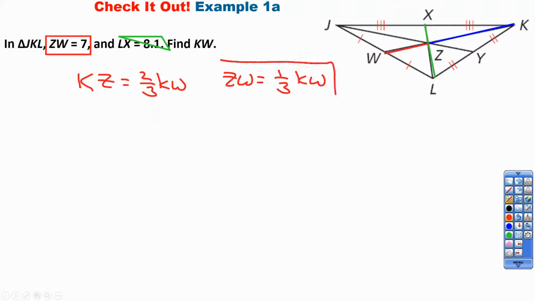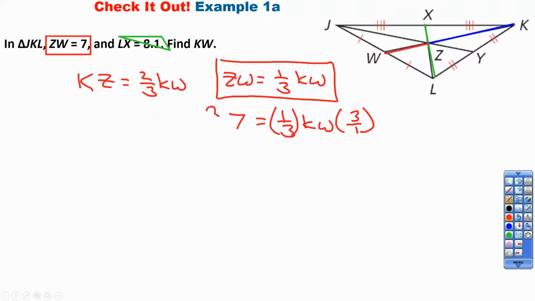So this time we're going to use this. We don't need to work through that whole process again of doing the algebra. Since we already know this, let's use this again. So if ZW is equal to 1/3 KW, let's plug in ZW. And we get 7 is equal to 1/3 KW. And what do we do here? We multiply by the reciprocal, which is 3/1. And you end up with 21 is equal to KW.